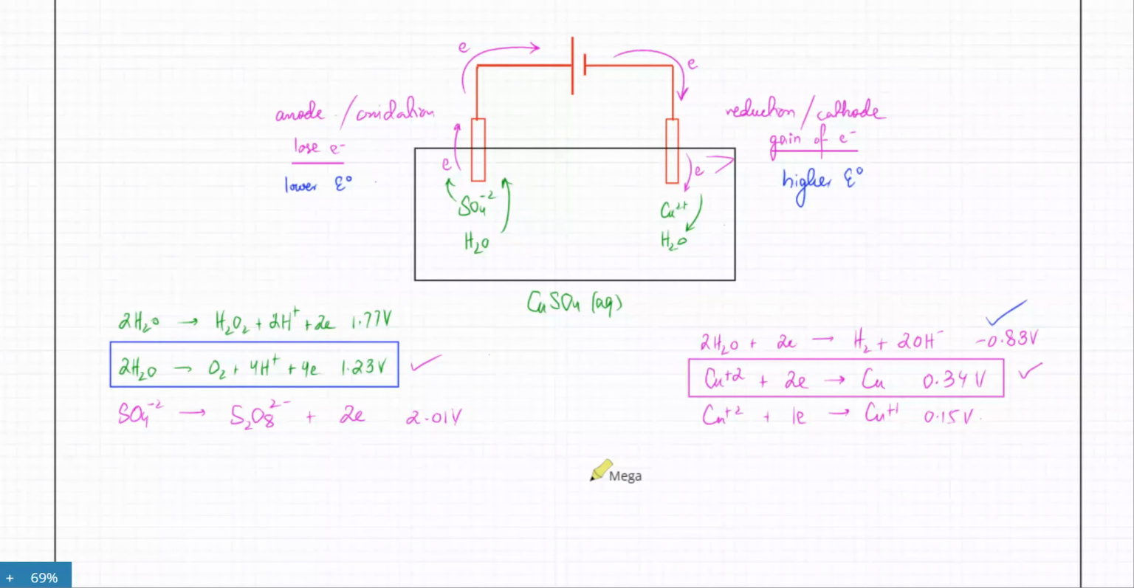So we talked about electrolysis. We talked about cathode and anode. That at cathode, electrons are gained, and at anode, electrons are lost. There's going to be reduction.